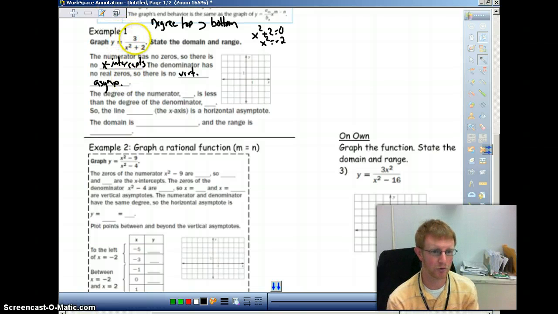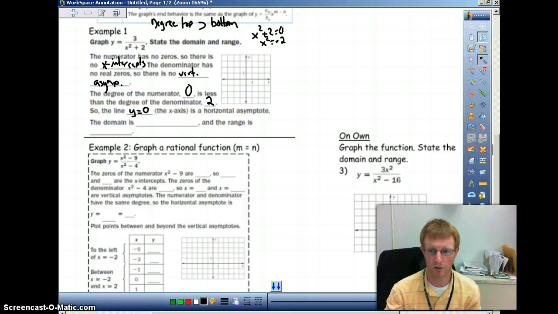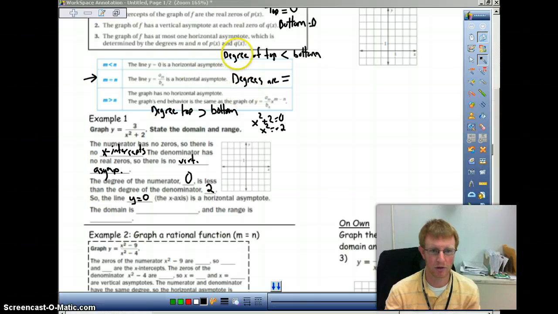Okay, now we look at the degree. The degree of the top is 0, and that is less than the degree of the bottom, which is 2. So because it's less, okay, we have a horizontal asymptote of just y equals 0. That was the first little property we set up here. If the degree of the top is less than the bottom, then it's y equals 0.